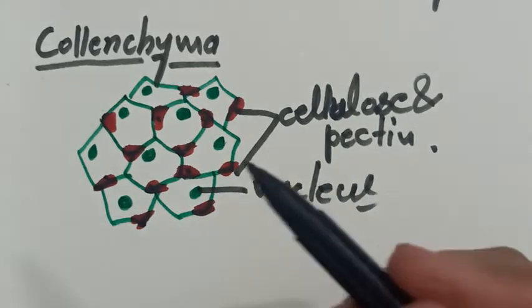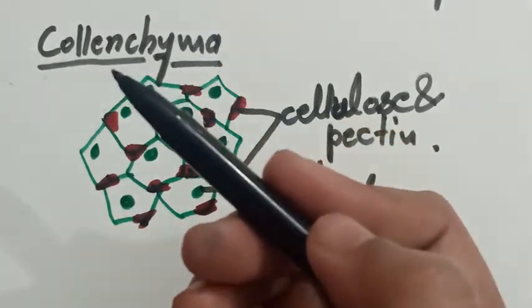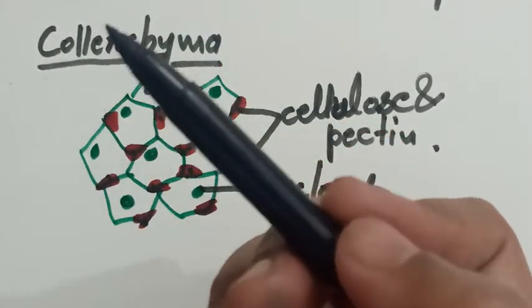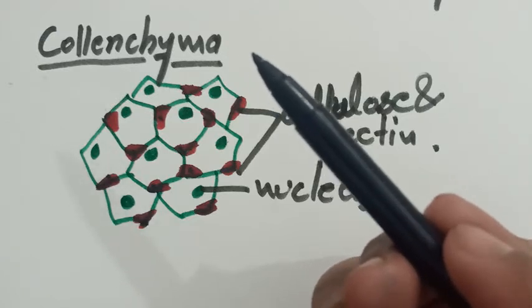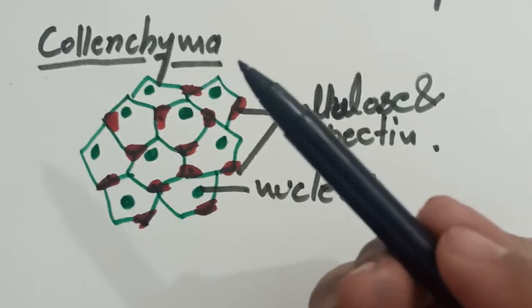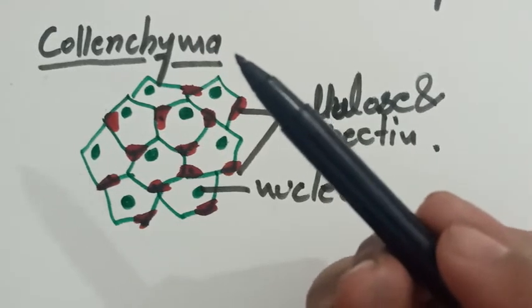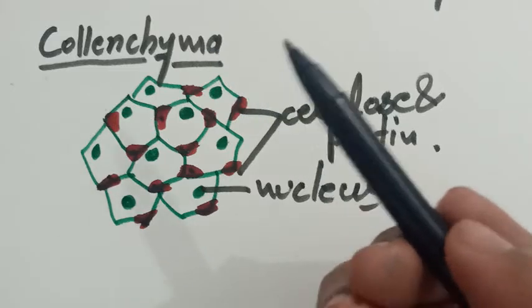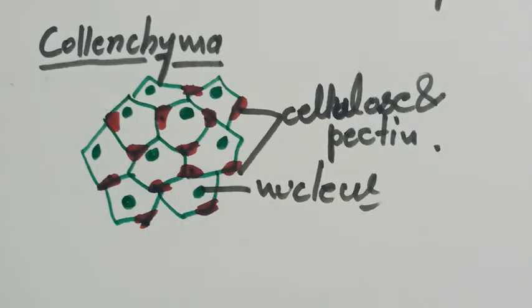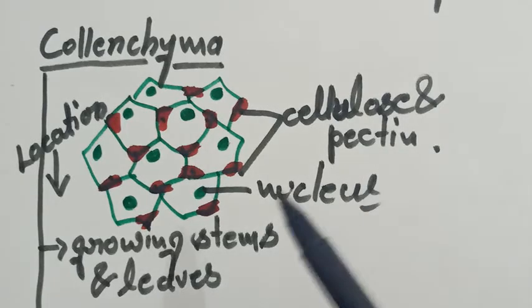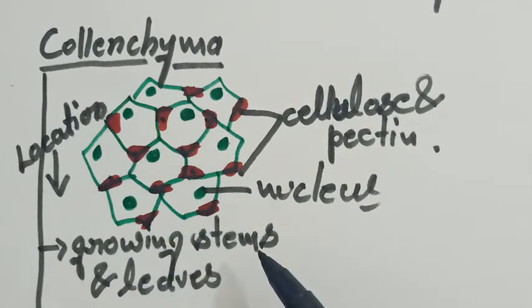The next thing is their location. Generally they are present in the growing stems and leaves below the epidermis. What is the epidermis? Epidermis is the skin. Like we have skin, plants also have an outermost layer, and that outermost layer is known as the epidermis. So their location is growing stems and leaves below the epidermis.